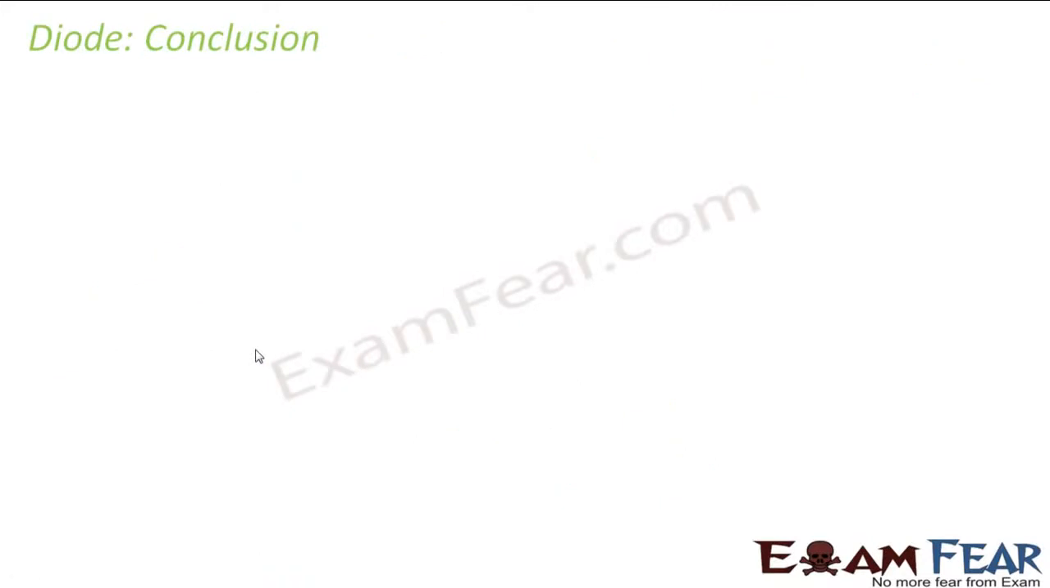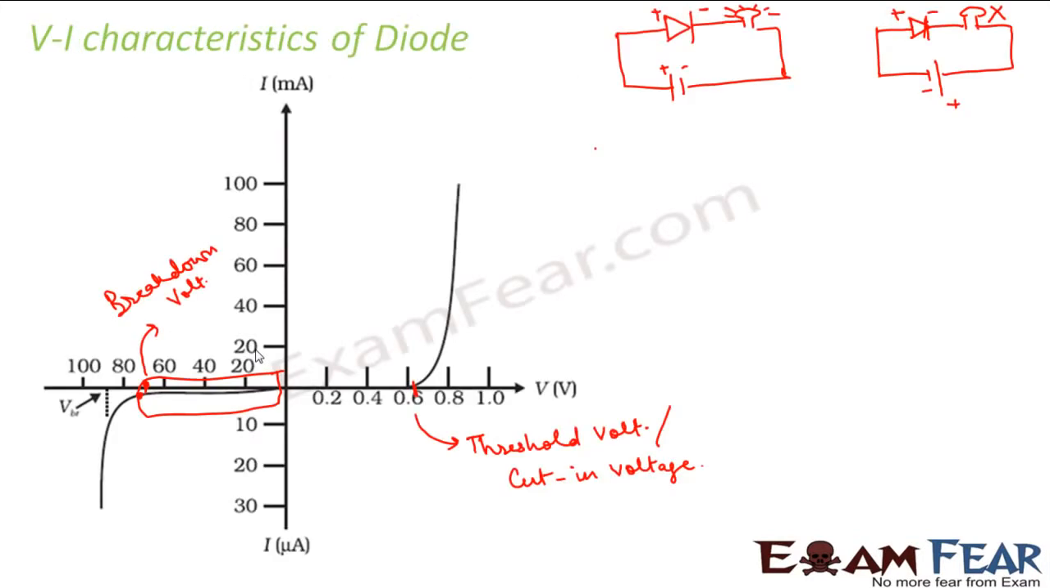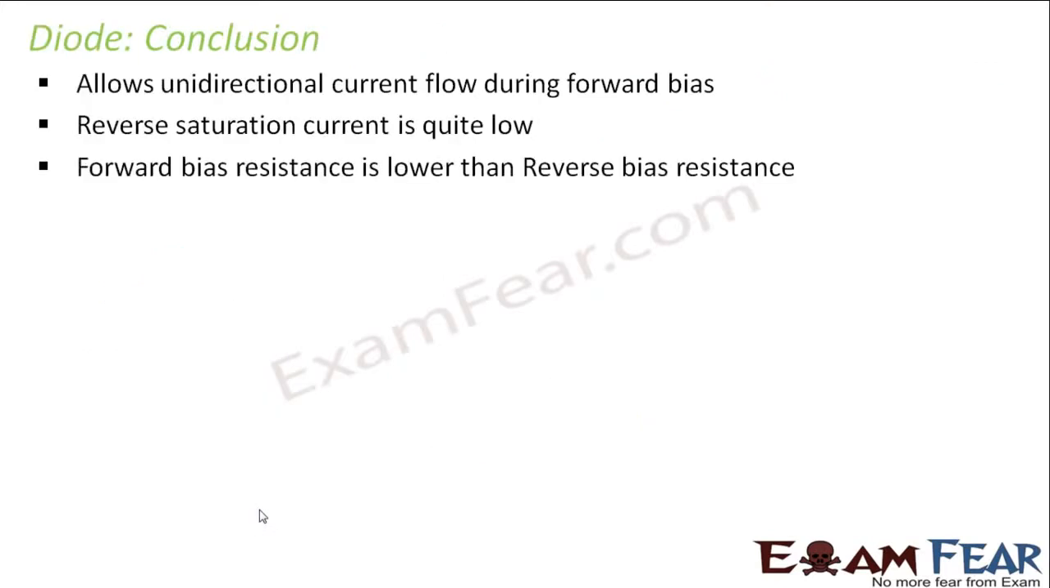So we studied the semiconductor diode. We saw how a diode functions, how a diode allows unidirectional flow of current. What did we conclude so far? We saw that it allows unidirectional current flow during forward bias. Reverse saturation current is quite low. In the plot you saw this small value of current, which is often known as the reverse saturation current. The value of this reverse saturation current is quite low.